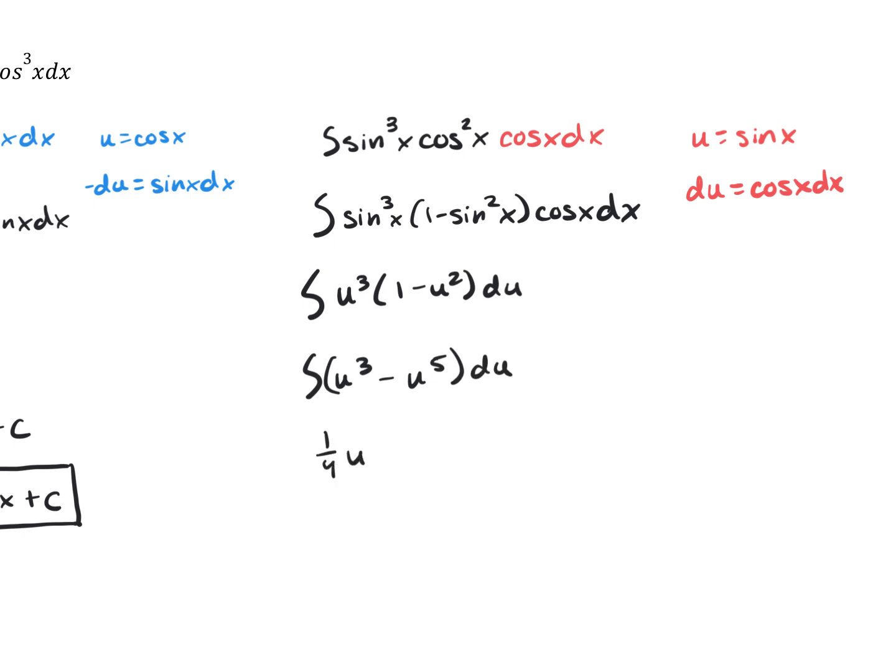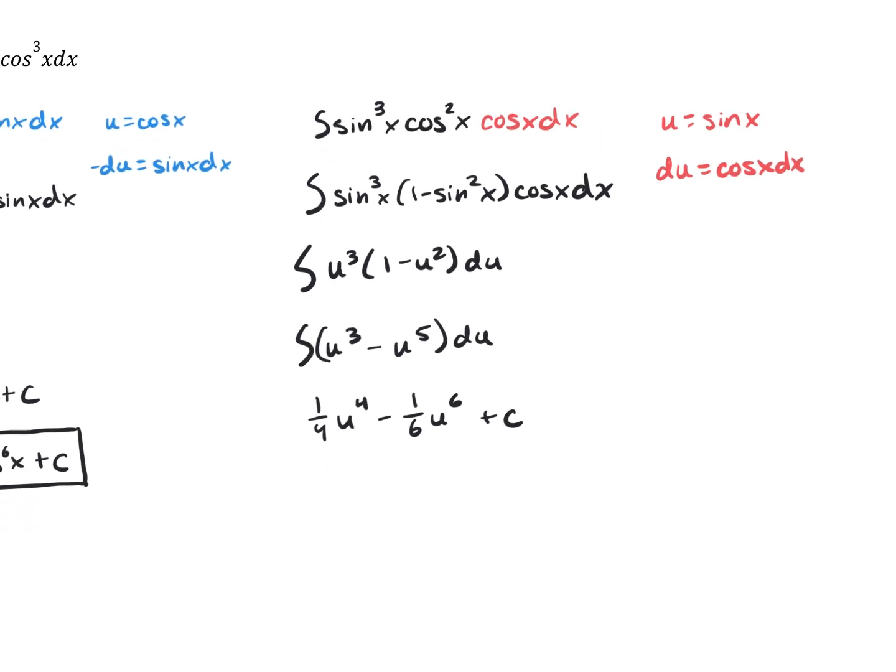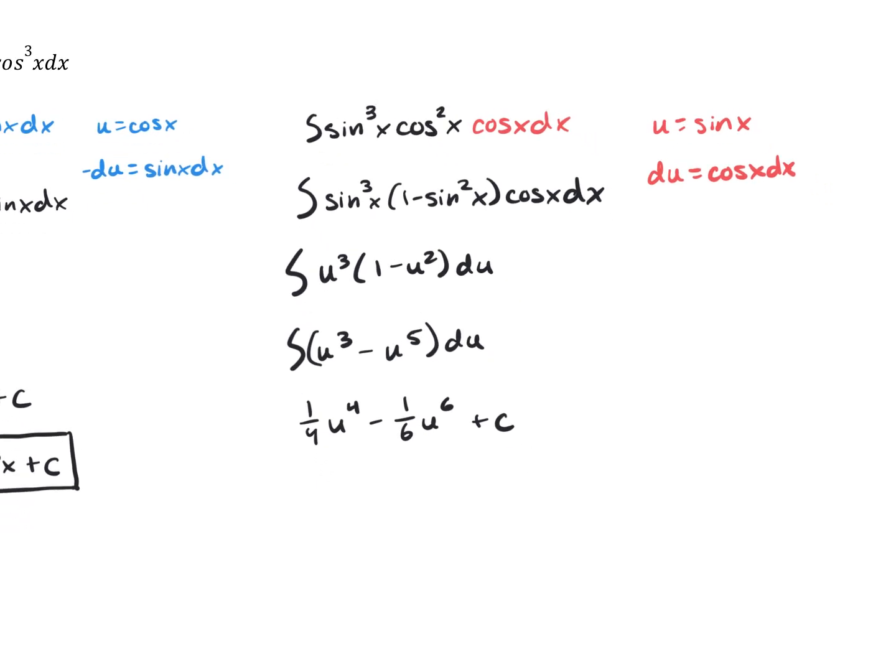So 1/4 u to the 4th minus 1/6 u to the 6th plus c, and then we'll substitute back in for u. So 1/4 sine to the 4th of x minus 1/6 sine to the 6th of x, and then plus our constant of integration.